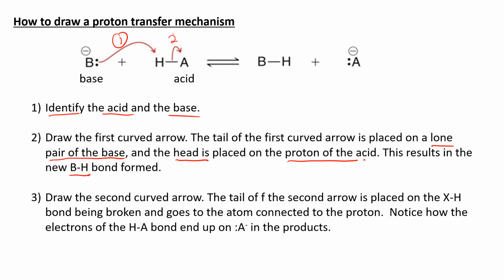The second arrow should start with the tail on the HX bond. We're calling it AX in this case, in which the bond is being broken. And the electrons are going to end up on that atom. So the tail of the arrow starts on the bond and goes to the atom. And notice how when those electrons go on the atom, it incurs a negative formal charge.